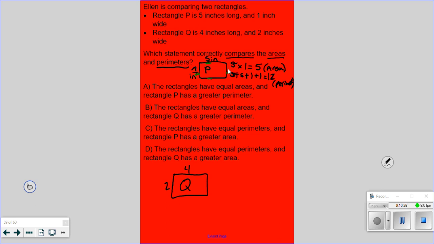We need to do the same thing. We still need to know the area and the perimeter. I'm going to give you some seconds to solve for both. If you've got both, just give me a secret thumb. I'm going to give everybody a chance to work it out. That is for area and perimeter. I already labeled my rectangle Q right there. Once you've solved and you've got the area and perimeter, give me a secret thumb.